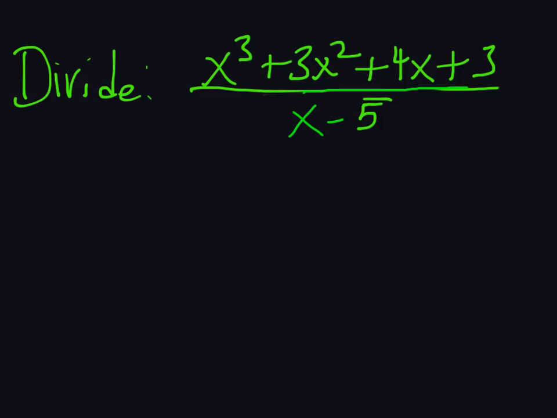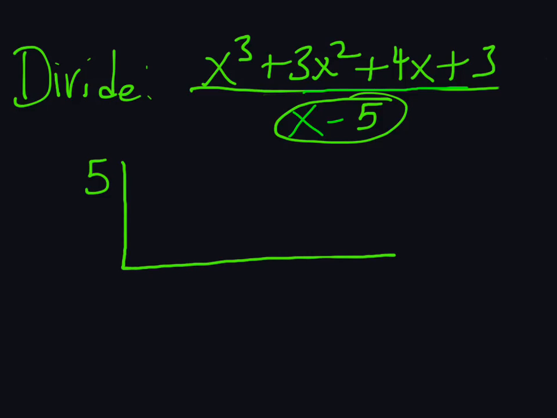So remember, we look to what we're dividing by, and we're going to take the opposite of the number that we have. So it's subtract 5, so we're going to have positive 5. We want to make 0, so 5 minus 5 is 0. So that's what we're going to use. Then we're going to use the coefficients of our numerator, so our cubic here. So 1, 3, 4, 3. And below the last number, we're going to put a little box where our remainder is going to go.